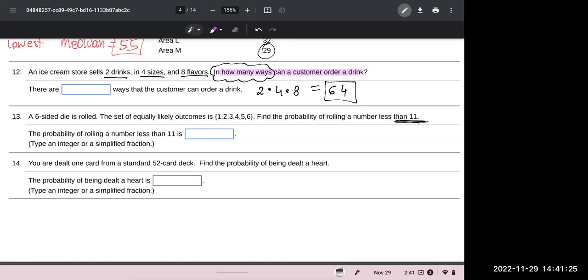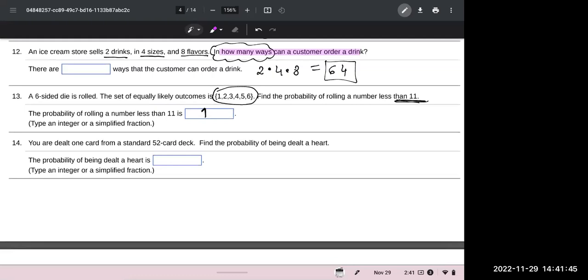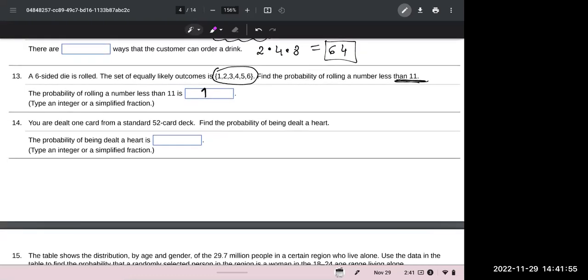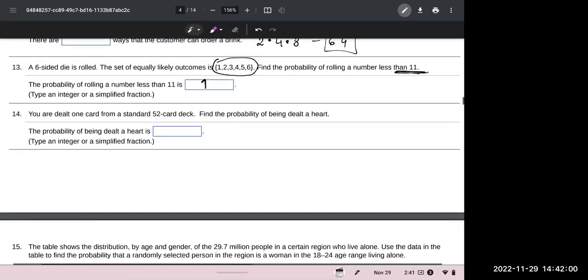So in this case, we have to find the probability of rolling number less than 11. Since all the numbers are less than 11, so the probability will be equal 1. Okay, so this is the example that this is 100% happen. All the numbers are less than 11. That's why whatever number you roll, you're always getting something what is less than 11. So probability is equal 1 because that's 100%. We have 100% chance that that will happen.